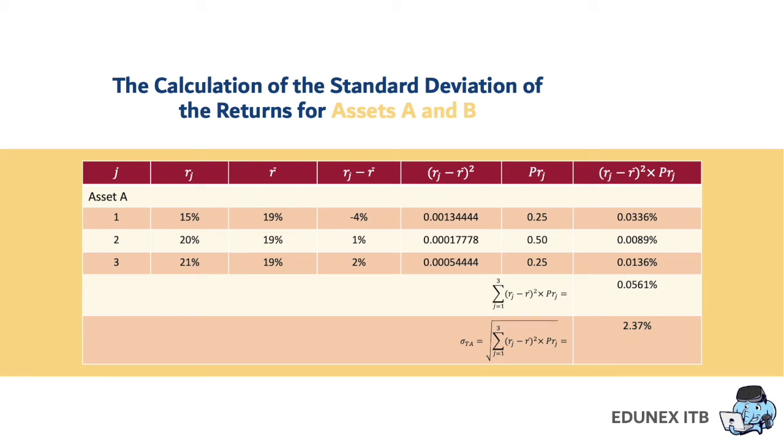Then we square it. We have to know the probability of each outcome, and we multiply it with our last calculation. For the last part, we need to sum it up and take the square root. Then we have the standard deviation for asset A, which is 2.37%.